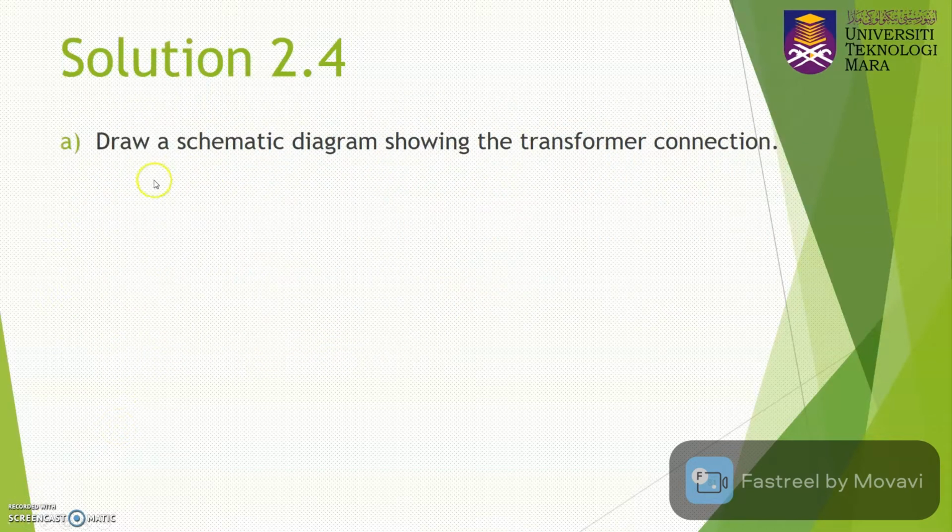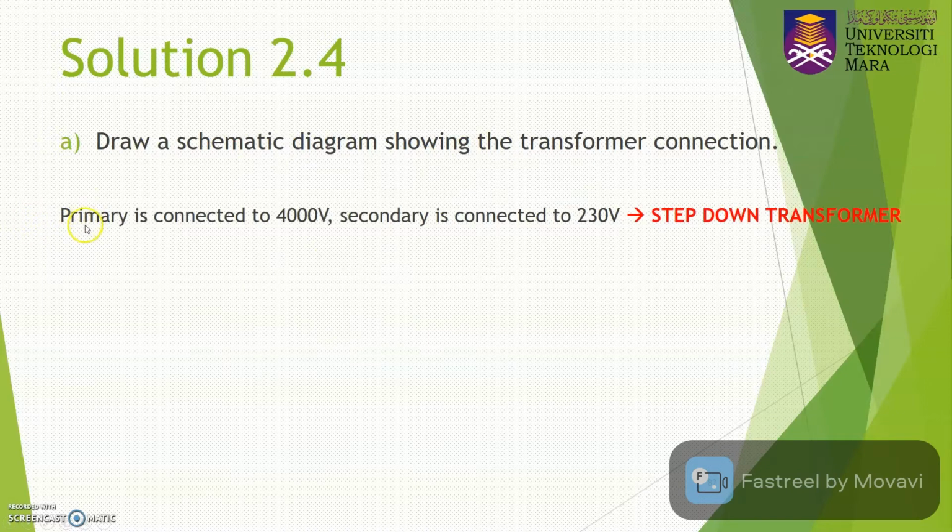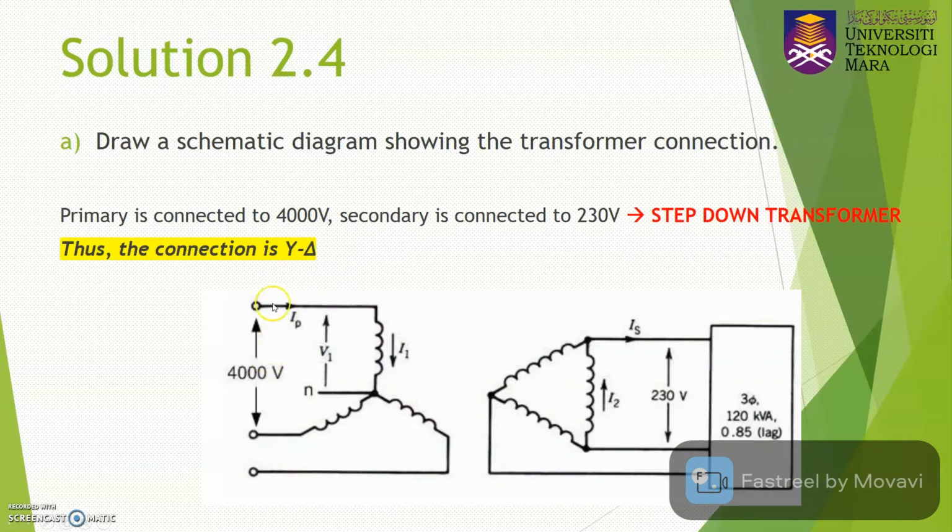Okay, so for the solution, number A, you need to draw the schematic diagram that shows the transformer connection. Based on the question, the primary is connected to 4000 volt and the secondary is connected to 230 volt. So this is a step-down transformer. Remember, for the step-down transformer, the topology is a Y-delta configuration. So this is how you draw the circuit diagram.